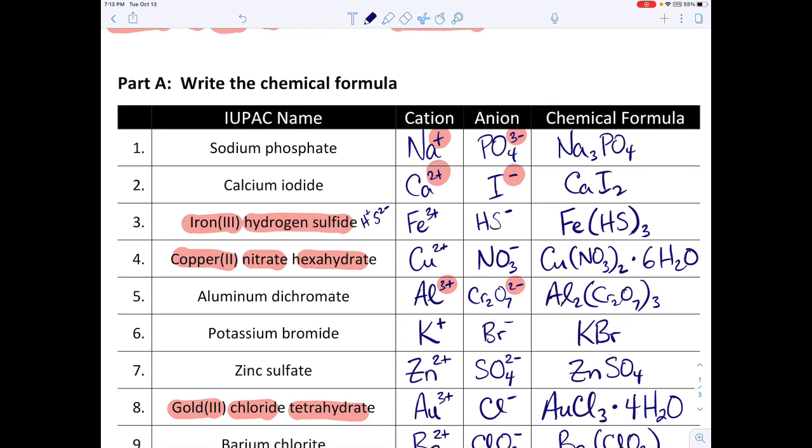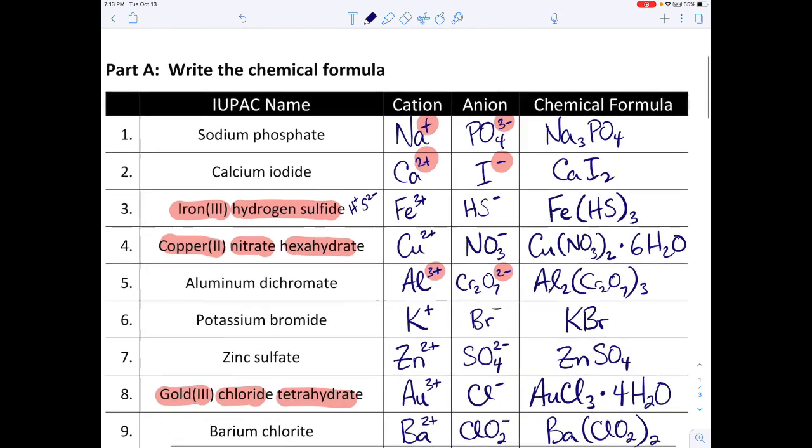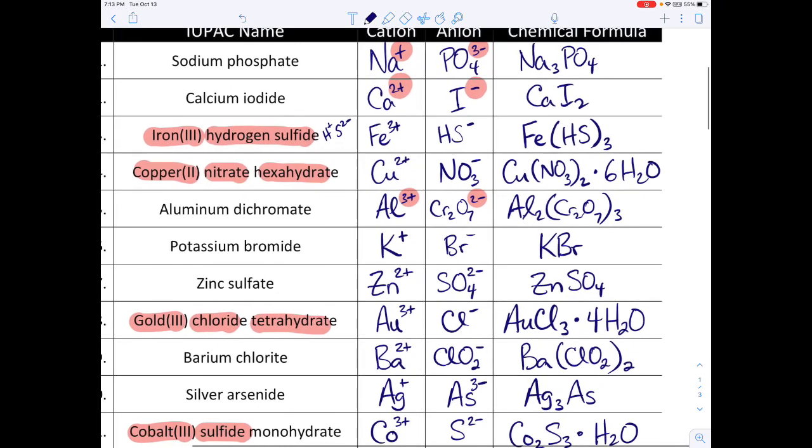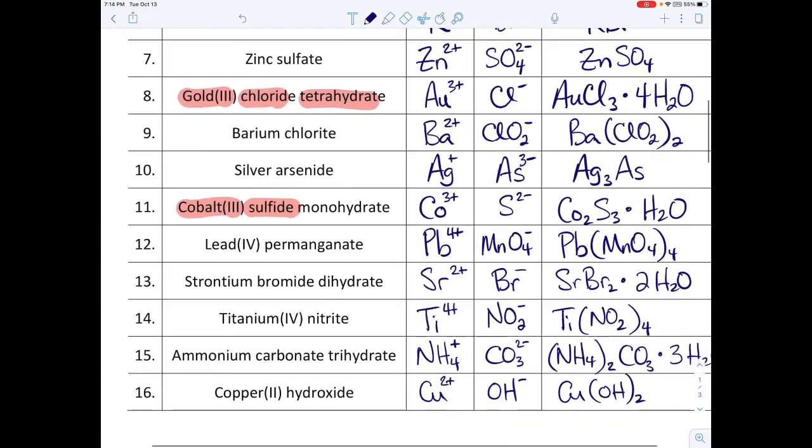Part A, given the name of an ionic compound, we wrote the formula. Eventually, when you get good at this, you don't need to write the formulas of the 2 ions. You can just imagine that in your head and then write the formula. But if you're new at this, or if you're prone to make mistakes, putting the 2 formulas of the cation and the anion helps avoid silly mistakes. So I highly recommend that for new students to chemical nomenclature.